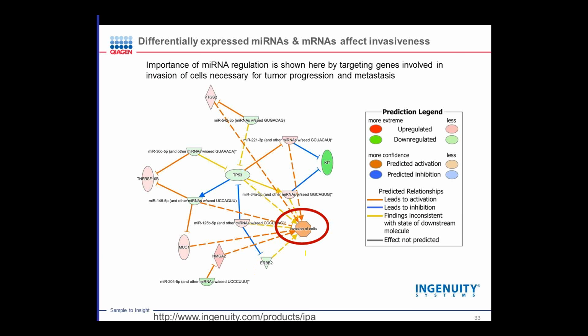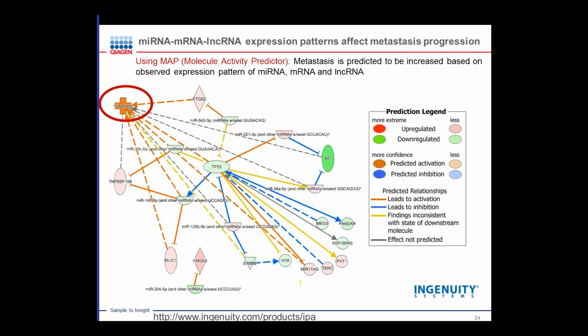If you try to do that, what you see when you map these mRNAs and microRNAs together is a predicted activation of a physiological response of the invasiveness of cells, which is what you expect in cancer versus normal, right? That they would tend to be more invasive and metastatic. If we add the long non-coding RNA differential expression into this mix, it's a much more complicated map that the software draws, but you also see that a primary predicted effect using this molecular activity predictor is on increasing metastasis of these cells.